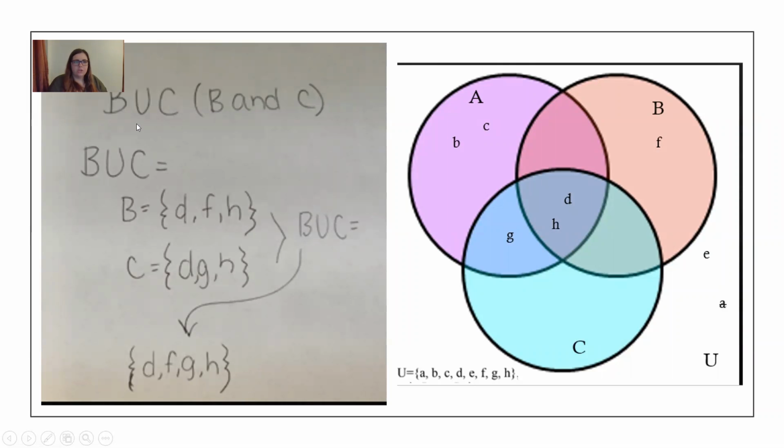So we're going to do what's called B or C. So this is what's in B: D, F, and H. C contains D, G, and H. So if you're going to do or, you're going to contain every single letter that's in B and C. I know it sounds weird because I said and, but it makes more sense because you're using the letters out of either set, so you have to write them all.